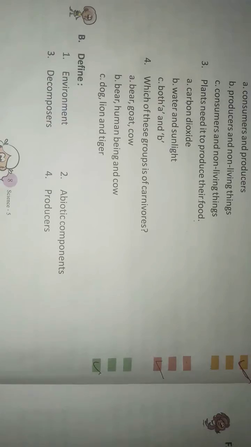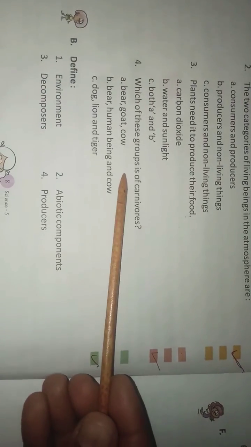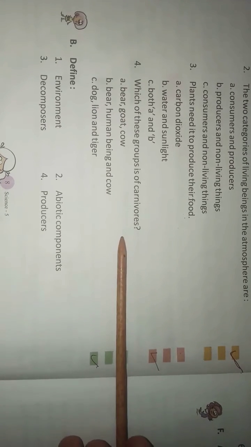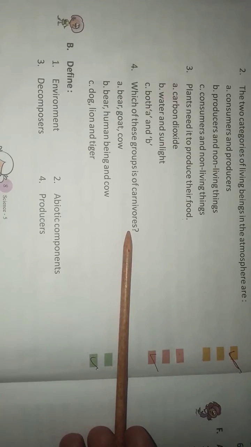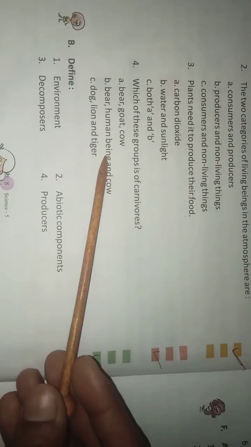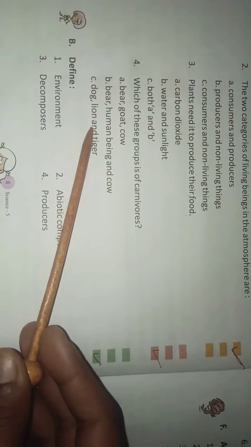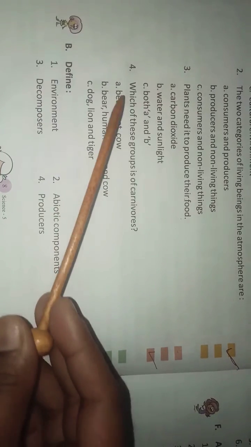Our next question is question number 4. Which of these groups is carnivorous? Carnivorous means the animal which eats only animal flesh. So carnivorous animals are dog, lion and tiger. So the option for this question is option C.